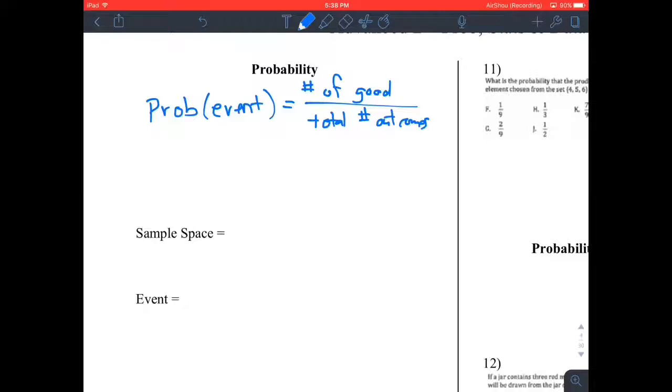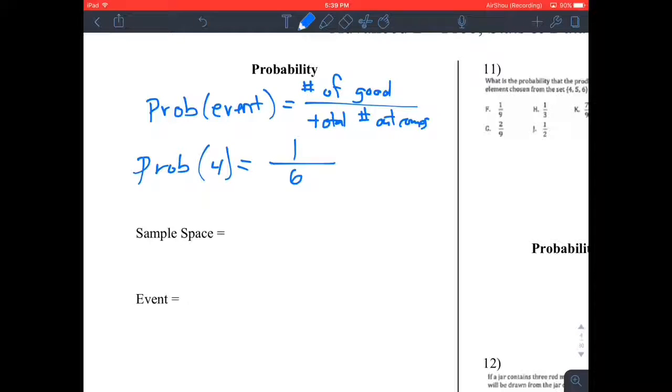Quick example, let's say that you want to know the probability of you rolling a die and that die coming up a 4. How many good outcomes are there? There's only one. There's only one 4 on a die. Total outcomes, if you roll a die, it could come up in any of 6 sides rolling up, so it's 1 out of 6.